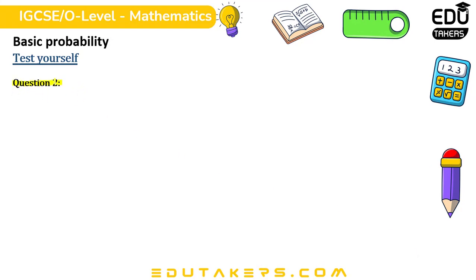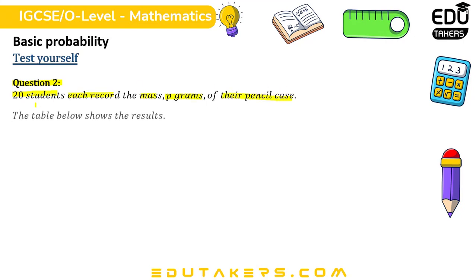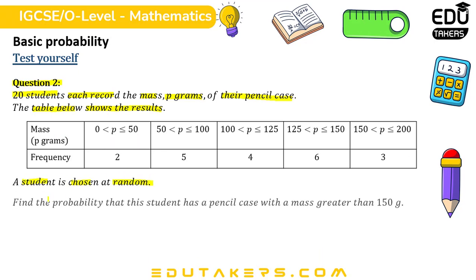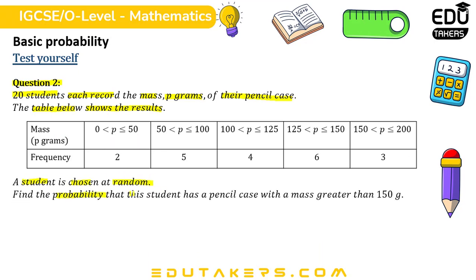Question number 2. 20 students each record the mass p grams of their pencil case. The table below shows the results: mass and frequency. A student is chosen at random. Find the probability that this student has a pencil case with a mass greater than 150 grams. It's a 1-mark question.